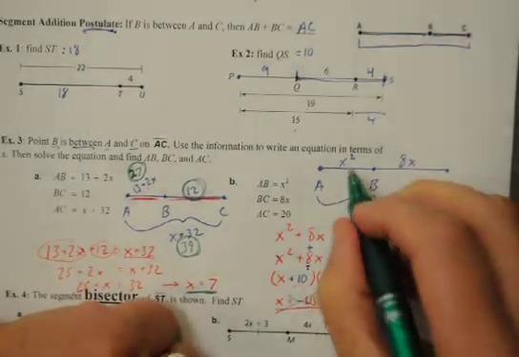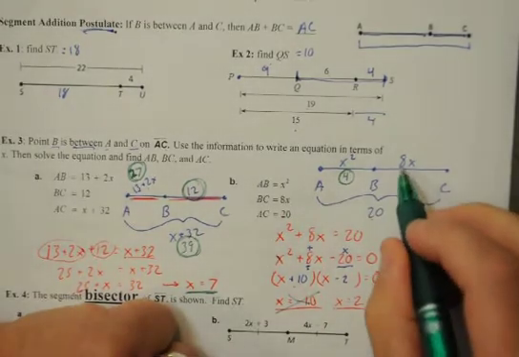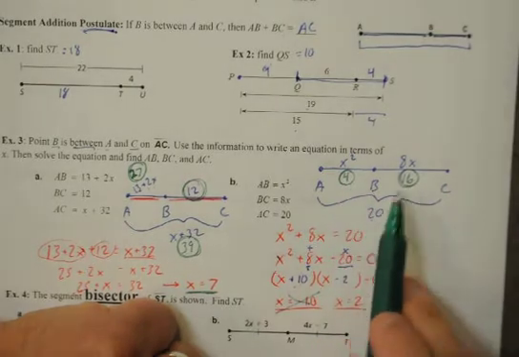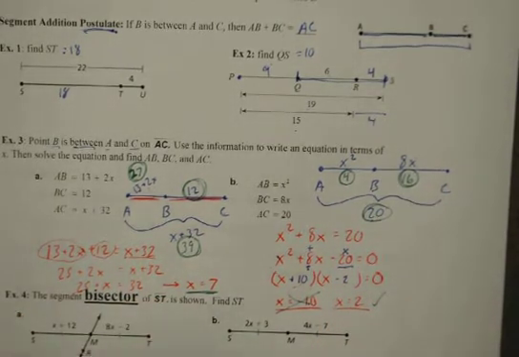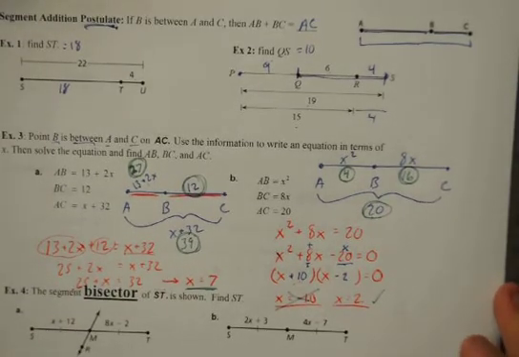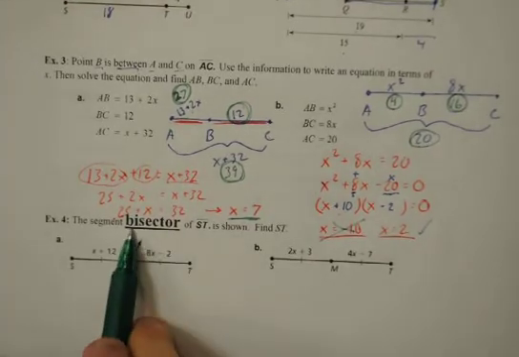Let's try 2. 2 squared is 4. That's one of the answers. 2 times 8 is 16. Does 4 and 16 make 20? Yes, it does. Alright, the nice thing about geometry is that you can always check your work. It's wonderful. Number 4. Now we're going to deal with a bisector.